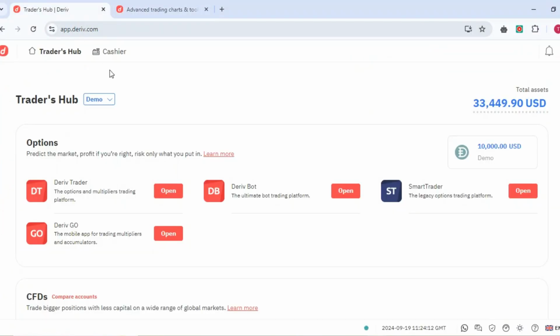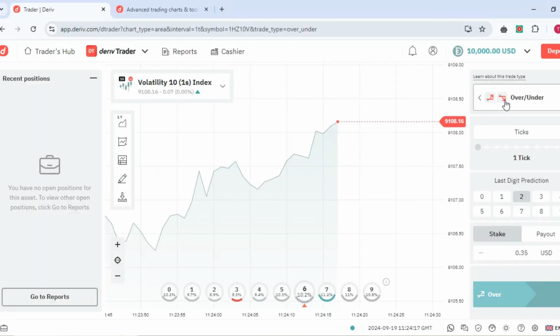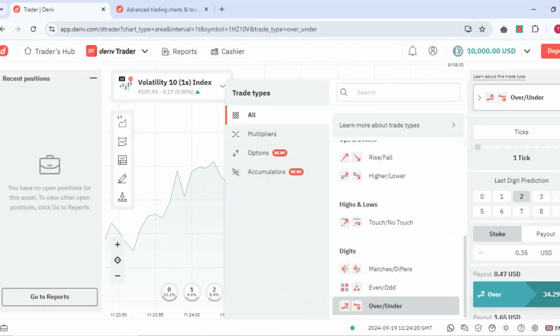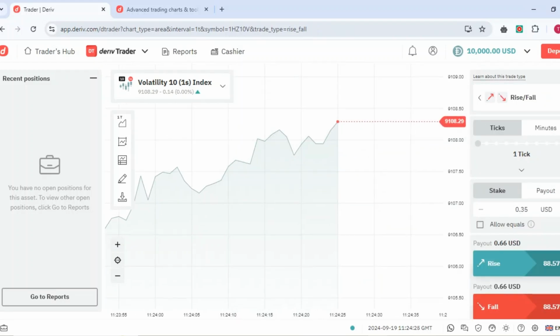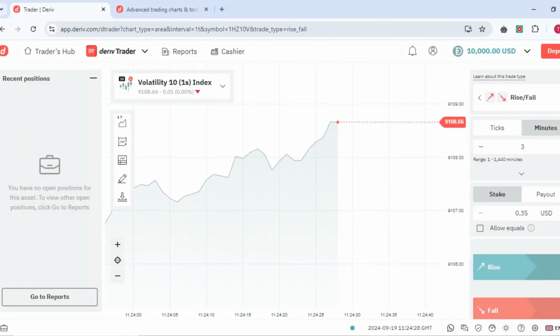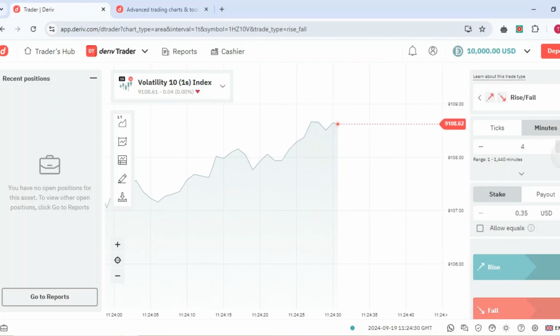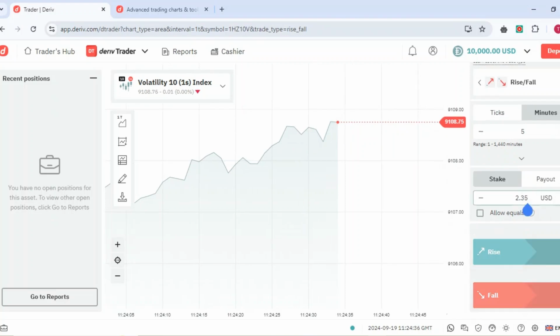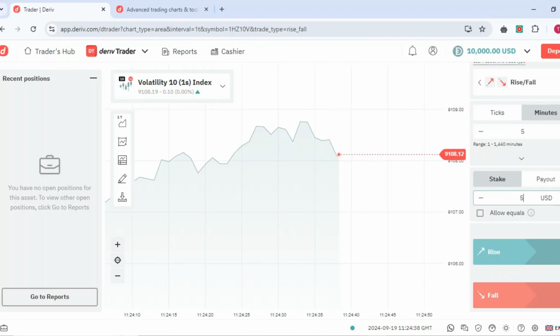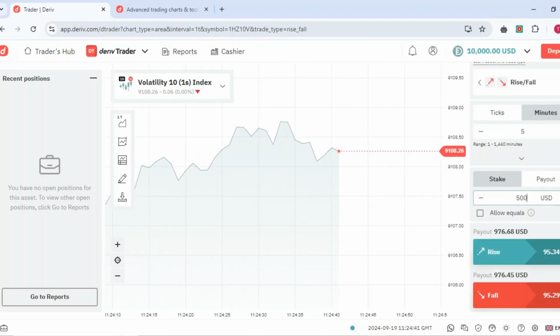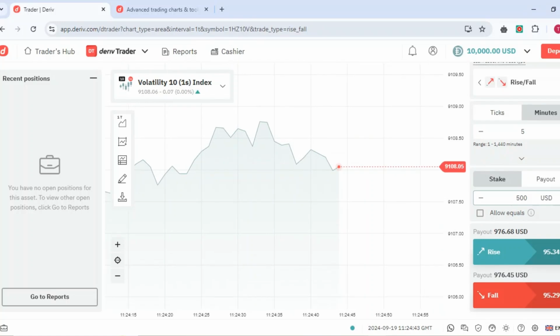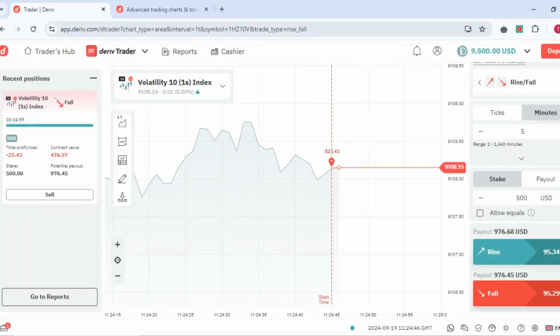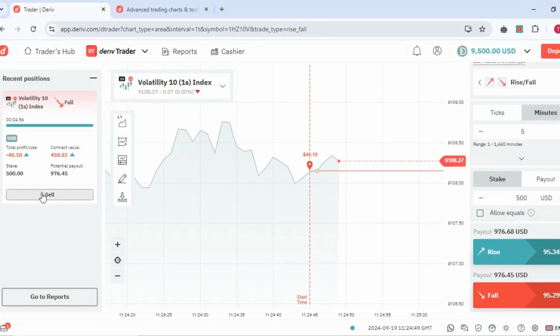So you can come back to your Trader's Hub, then change your contract type to rise and fall, and then you won't use ticks. You'll change here and put 5 minutes, and then you will use the stake that you want. So I will use 500 USD, and then you will say it's a fall, and you can exit the market whenever profits start forming.